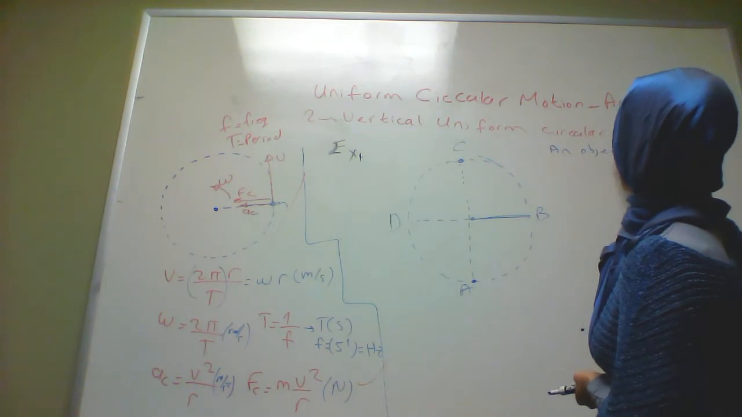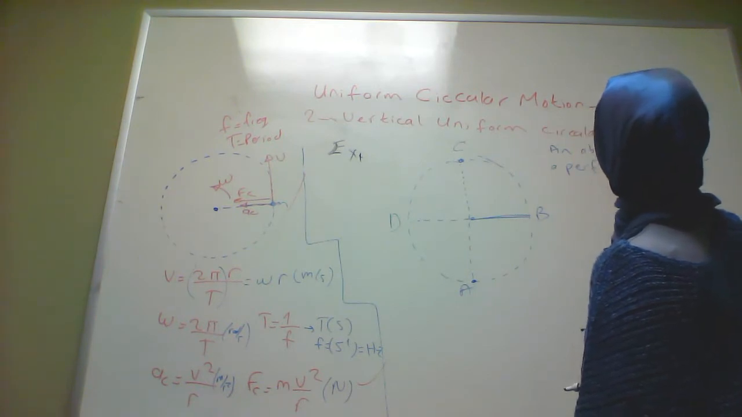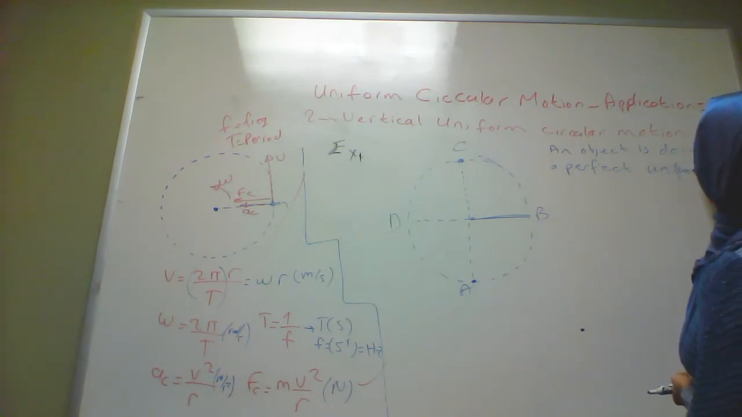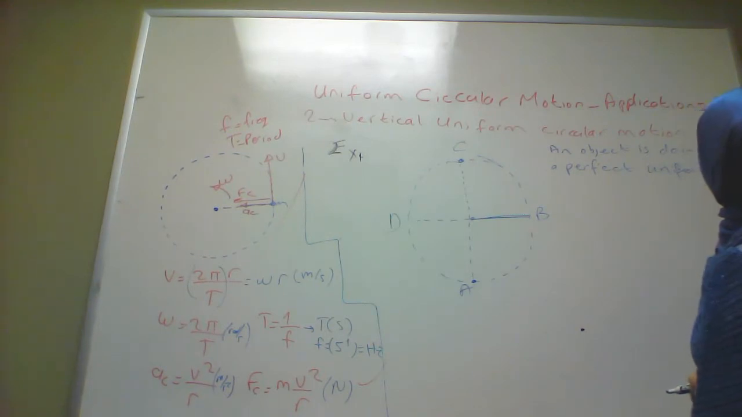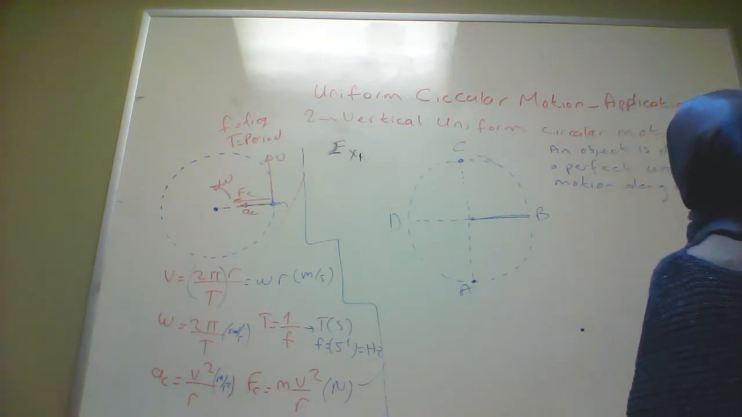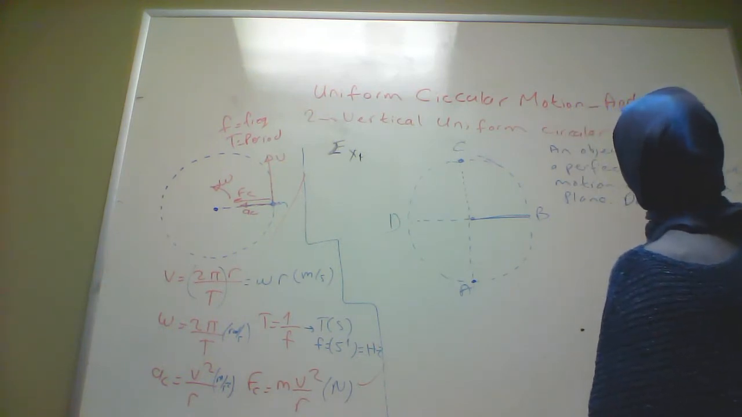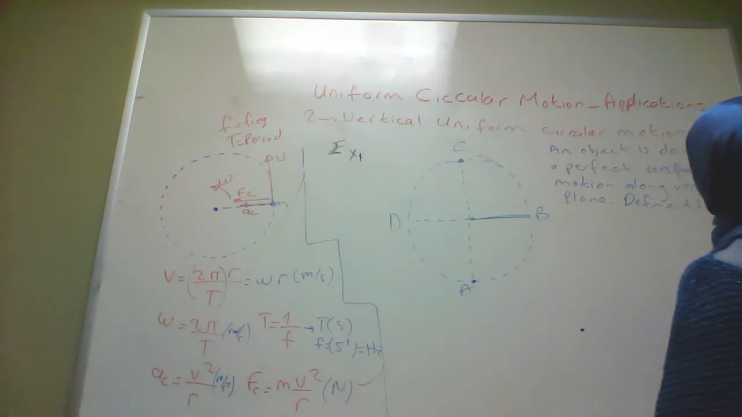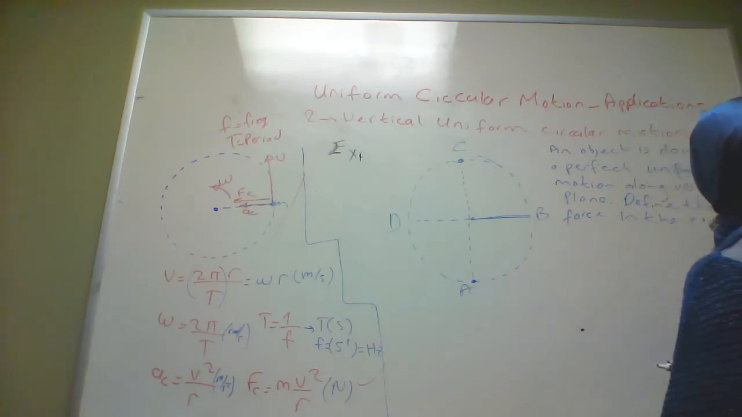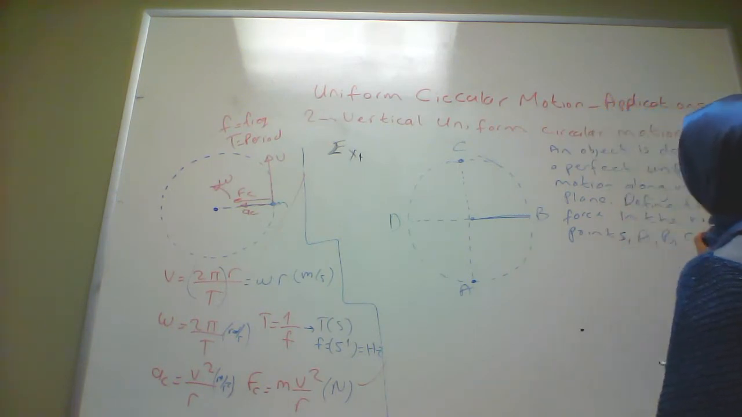An object is doing a perfect vertical uniform circular motion along a vertical plane. Define the tension force in the rope at points shown, points A, B, C, and D.